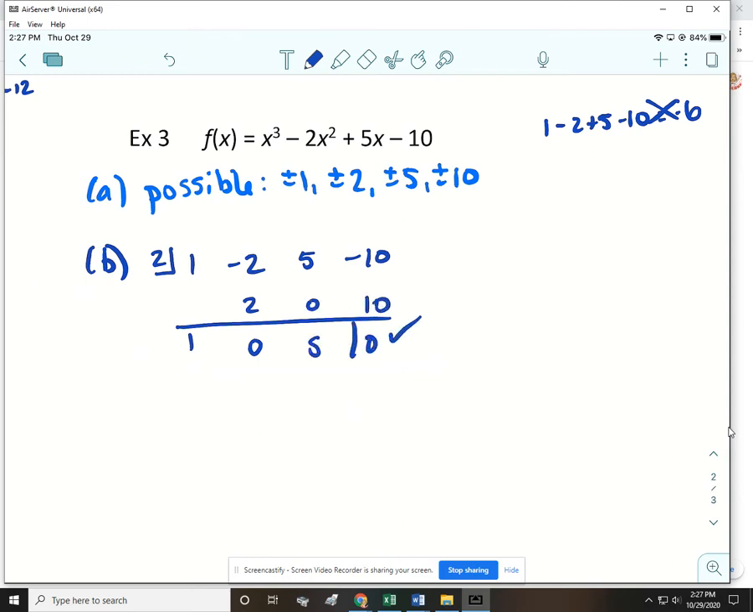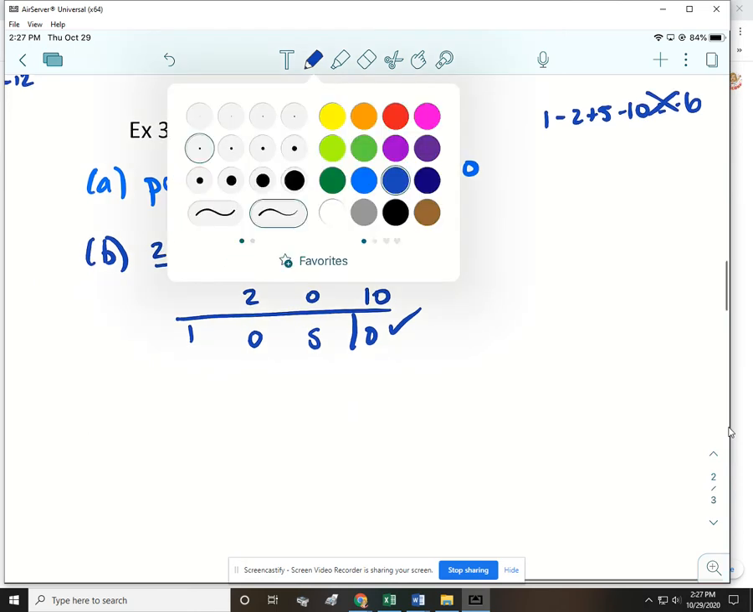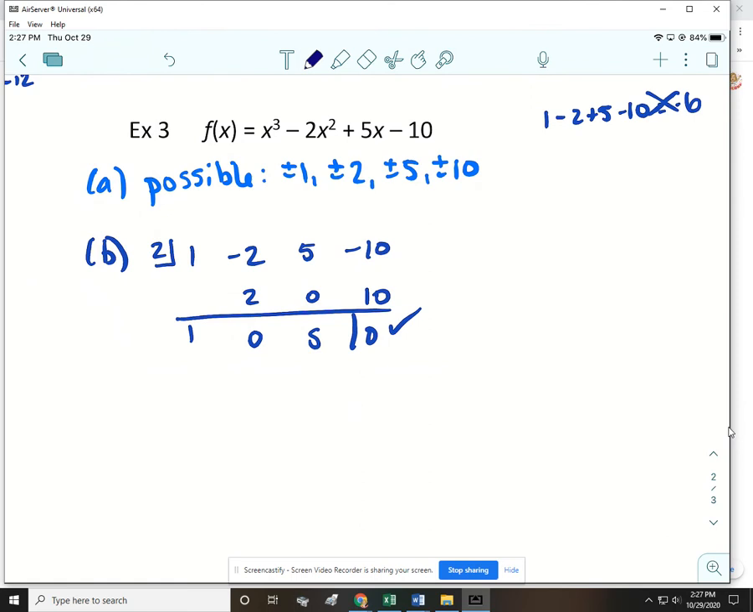And 2 does work. All right, so don't get too frustrated if it takes you longer. I've already had these problems worked out, so I know what's going to work. It might take you guys a little bit longer.